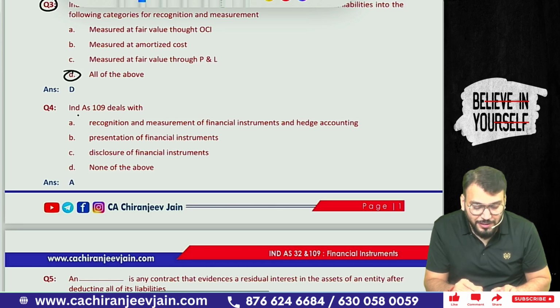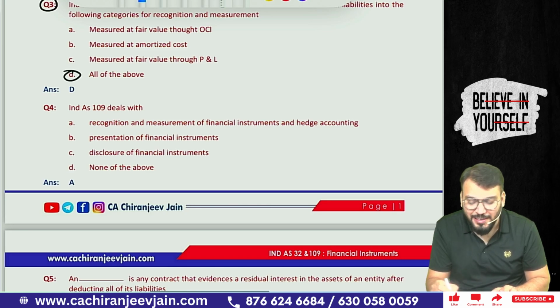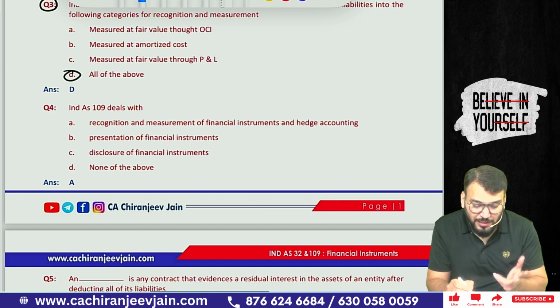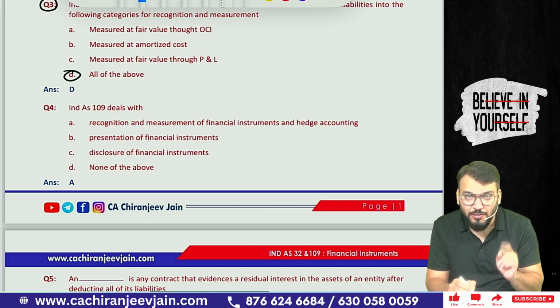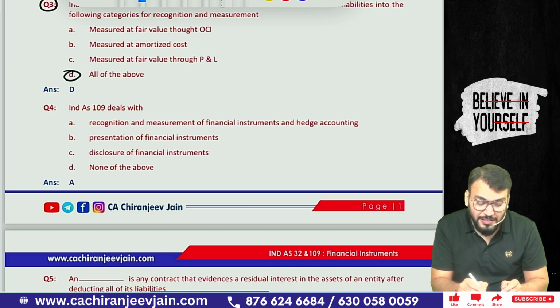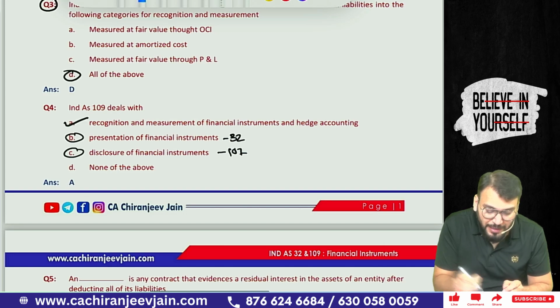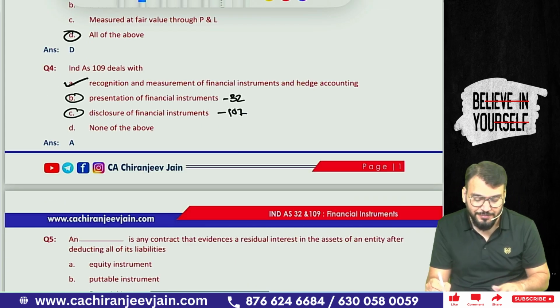Question number 4. Ind AS 109 deals with recognition and measurement of financial instruments and hedge accounting, correct. Presentation of financial instruments, disclosure of financial instruments? Ind AS 109 deals with the recognition and measurement. It does not deal with the presentation, because for that we have Ind AS 32. And for disclosure we have Ind AS 107. So option A will be correct.